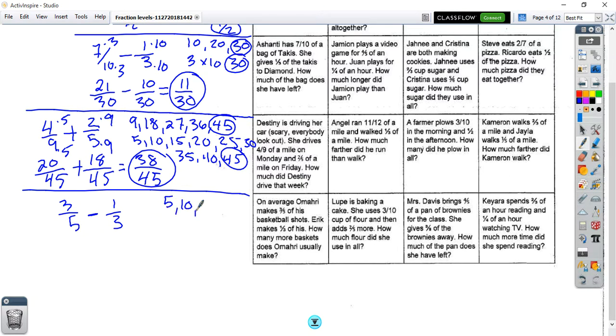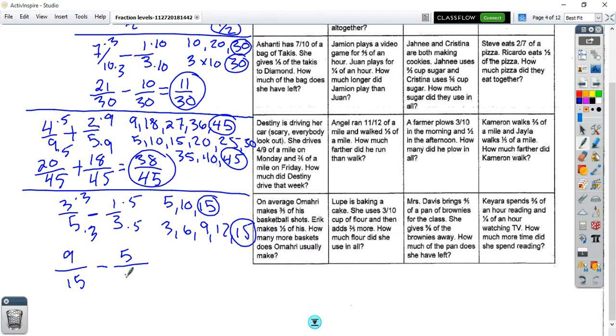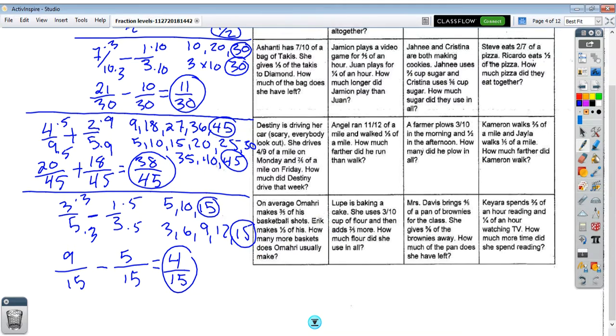5, 10, 15, 3, 6, 9, 12, 15. So it's 15. So I've got 5 times 3, 1, 2, 3. 3 times 3 is 9. 5 times 3 is 15. Minus 3 times 1, 2, 3, 4, 5. So this is times 5. 1 times 5 is 5. 3 times 5 is 15. So I have 9/15 minus 5/15 is equal to 4/15 of his basketball shots more than what Eric shoots.